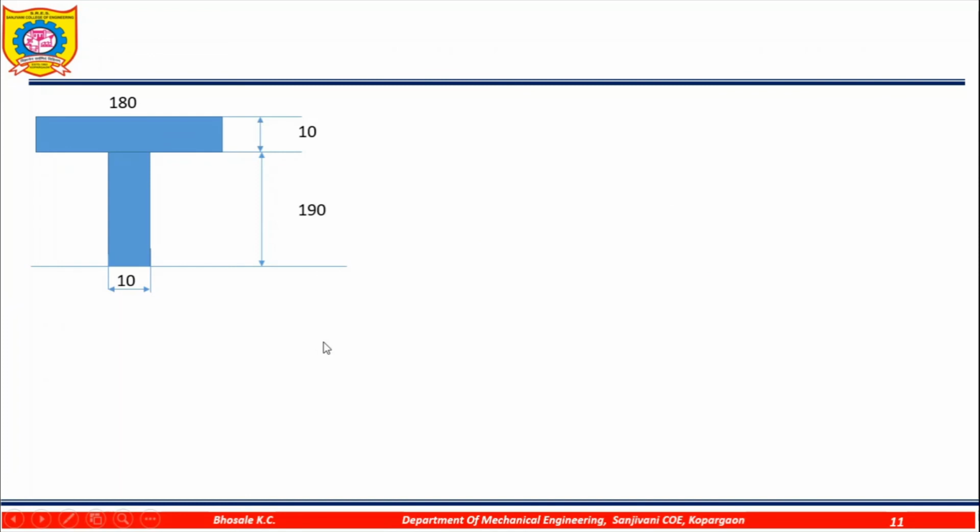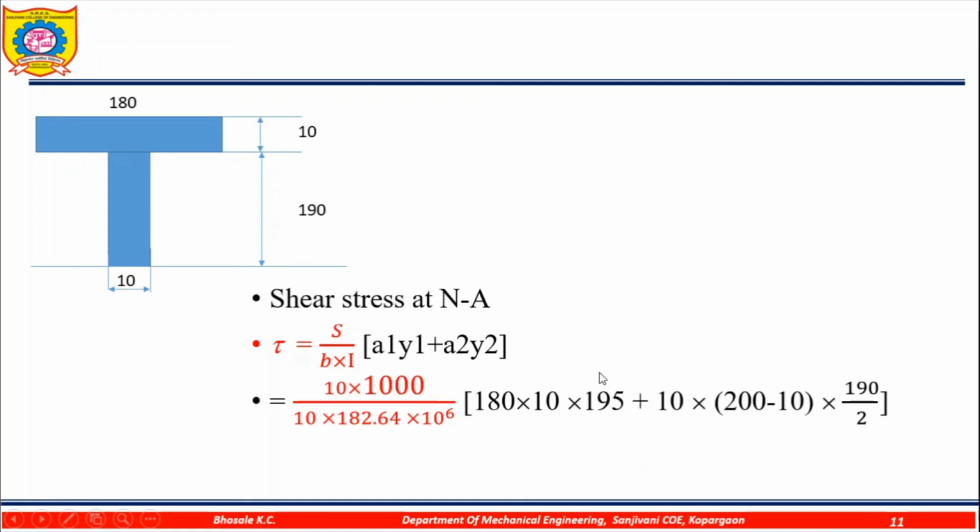Similarly, we will find out the shear stress at the neutral axis. There are two parts, so we have to modify the formula: S upon I B into A1 Y1 plus A2 Y2. Here S is the shear force, B is the width, and I is the moment of inertia. A1 is 180 into 10, this is part number 1, and Y1 is the distance of the CG of that section, which is 195 millimeter away from the neutral axis. Similarly, for the second part, the web height is 190, so Y2 is 190 by 2.